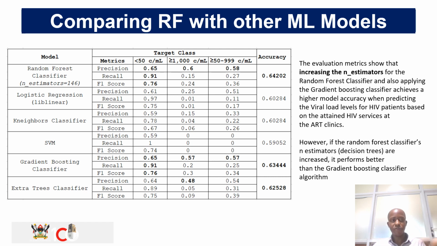Well, comparing this random forest with other models, what do we see? We see that random forest and gradient boosting are overperforming because they have a higher level of accuracy, as you can see in the table below. However, you see that it underperforms for the other two classes, which are clients who are most likely to have viral results above 1,000 copies, and also between 50 and 999 copies. Which means that more study has to be done to improve on the model accuracy for these other two classes, which are not performing well. But this is due to an imbalance in the data set that we are working with.